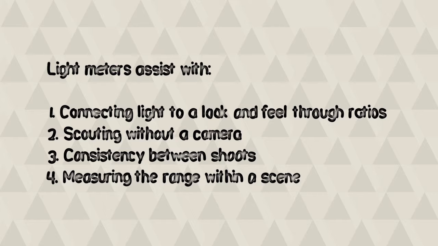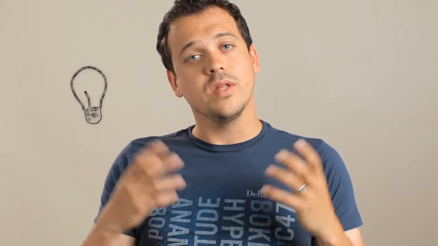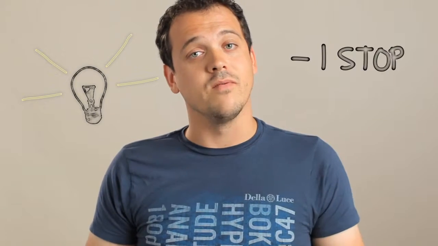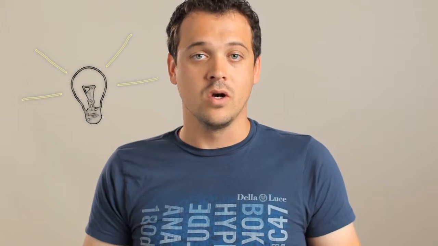Now, before we get into how a light meter actually works, we need to understand the units that a light meter is measuring, and that's going to be a stop of light. Now, a stop of light is a unit that's used to quantify the amount of light or lighting ratios, and we'll get into lighting ratios a little bit later. But what you really need to know is that when you increase a stop of light, you are doubling the amount of light. If you take away a stop of light, you are halving the light, or cutting it in two.